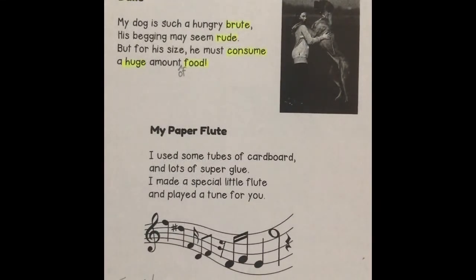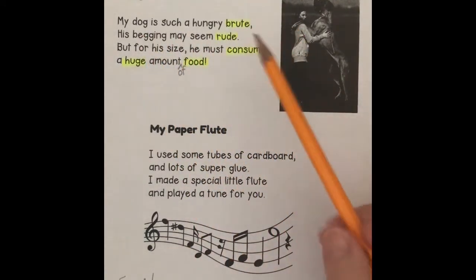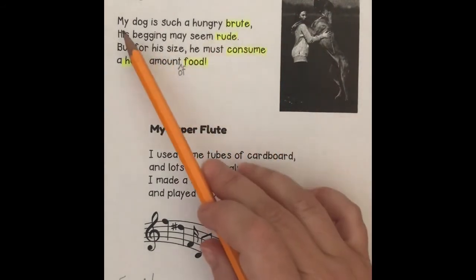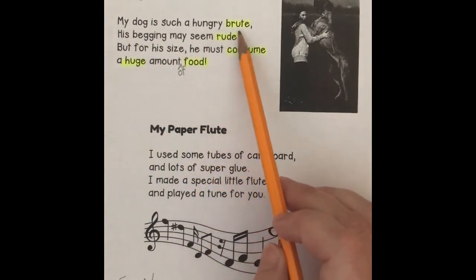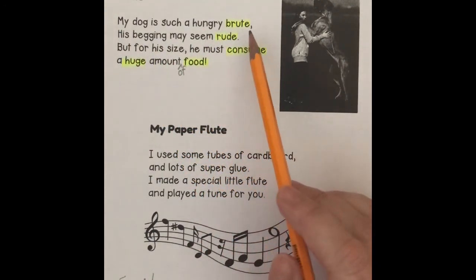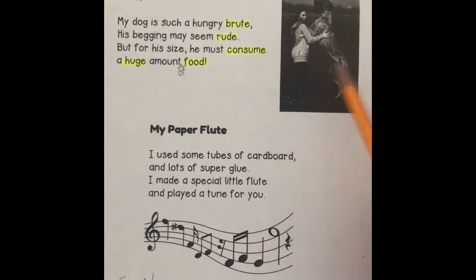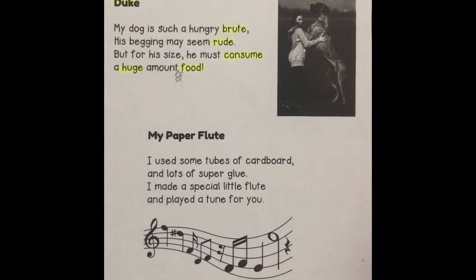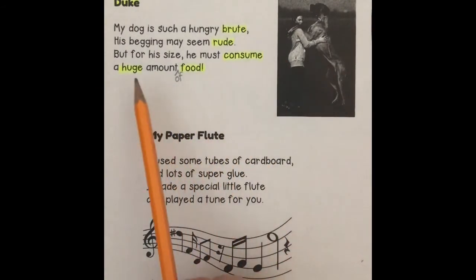Now there are some good vocabulary words in this poem. Can you tell what they mean from the words around them? I'm looking at the word brute. That's not a word you usually see. I wonder what that means. My dog is such a hungry brute, it says. Kind of makes me think of something big. And like this picture, that looks like a huge dog. So I wonder if brute means something kind of big and strong, or someone big and strong.